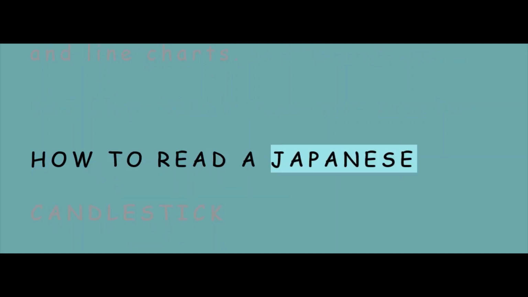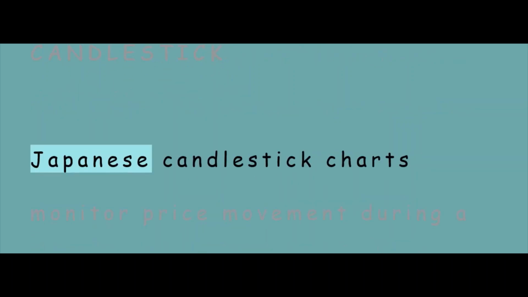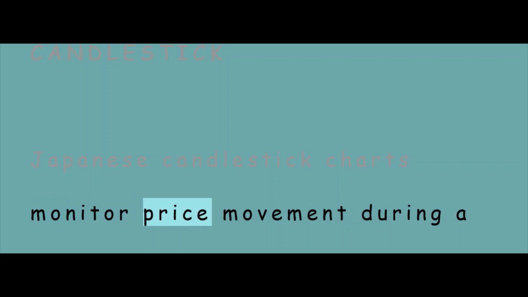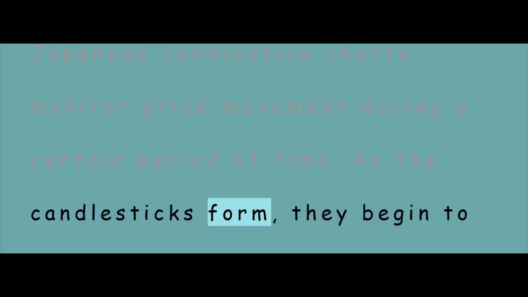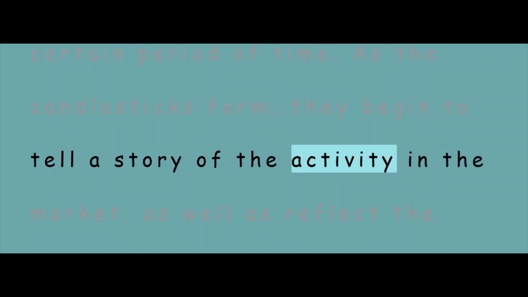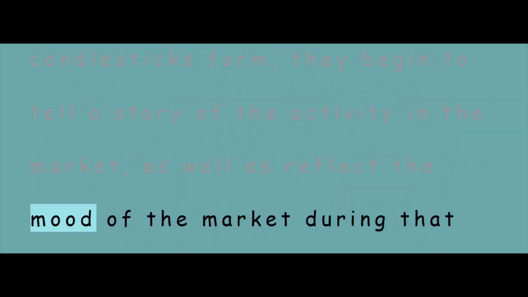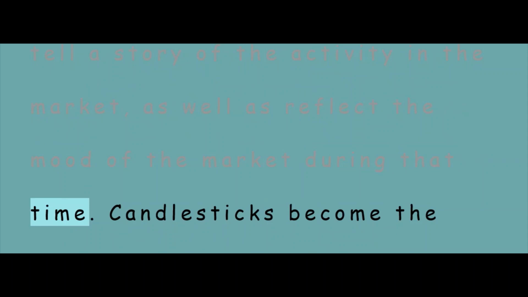How to read a Japanese candlestick. Japanese candlestick charts monitor price movement during a certain period of time. As the candlesticks form, they begin to tell a story of the activity in the market, as well as reflect the mood of the market during that time.